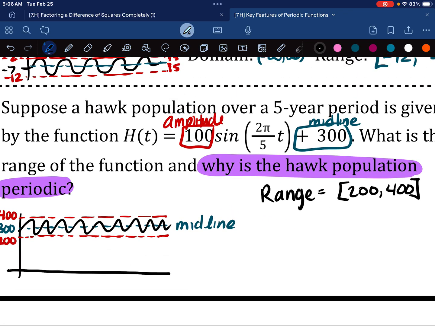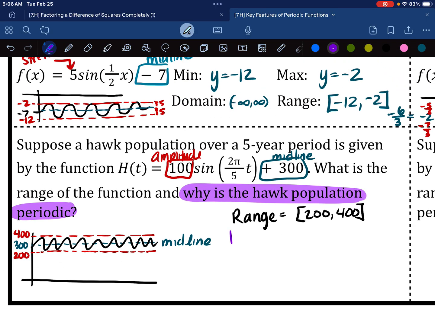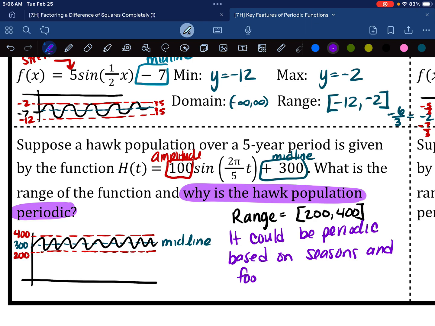Okay, so I'm going to say maybe it could be periodic based on seasons and food availability.